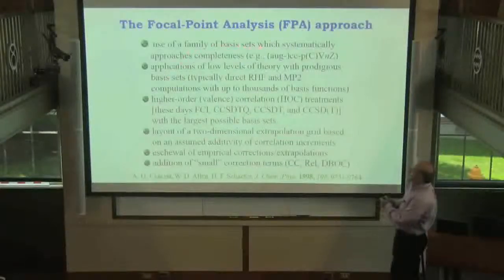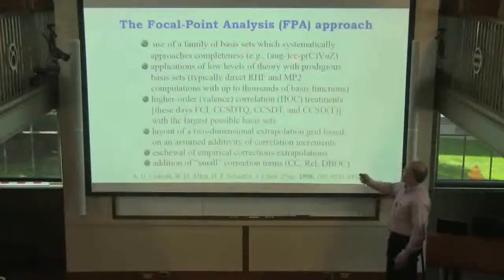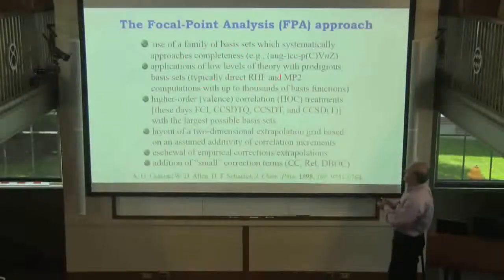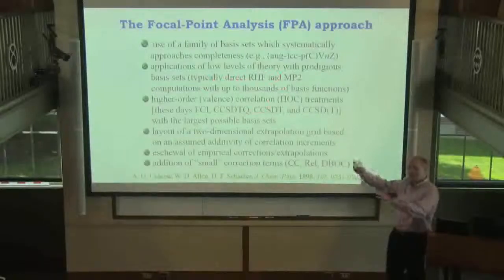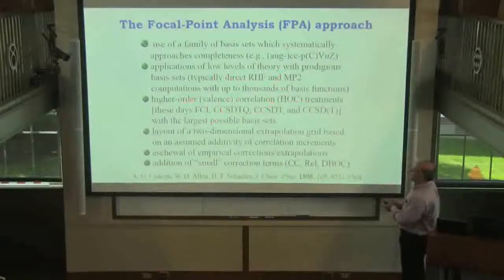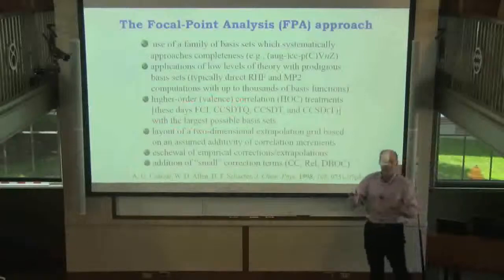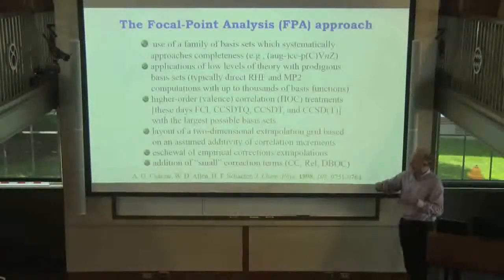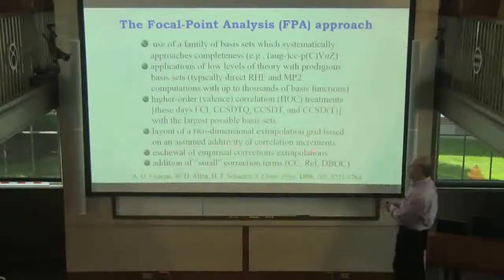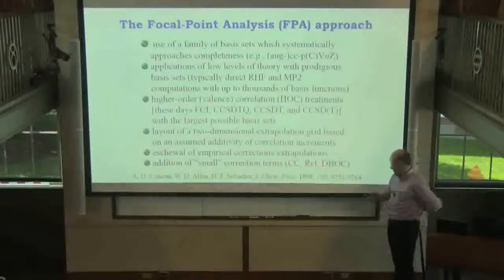You use a family of basis sets, and these basis sets should be built systematically. So this correlation consistent basis set of Dunning is very good. Then you apply these basis sets at different levels of theory: RHF, MP2, coupled cluster, this coupled cluster, that. You include not only valence correlation but core correlation also. You lay out a two-dimensional extrapolation grid out of these results, and then you can see how changes are at different levels of theory by using the correlation increments, not the directly computed results, but the correlation increments. You include these small corrections: core correlation, relativistic, DBOC.